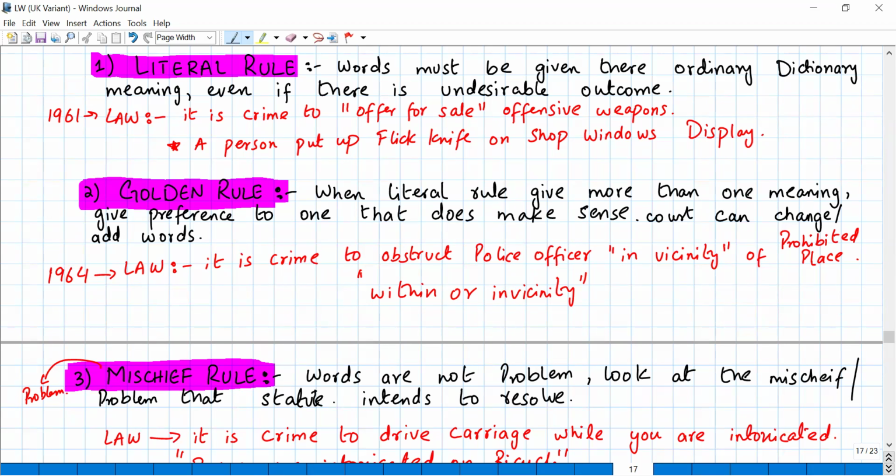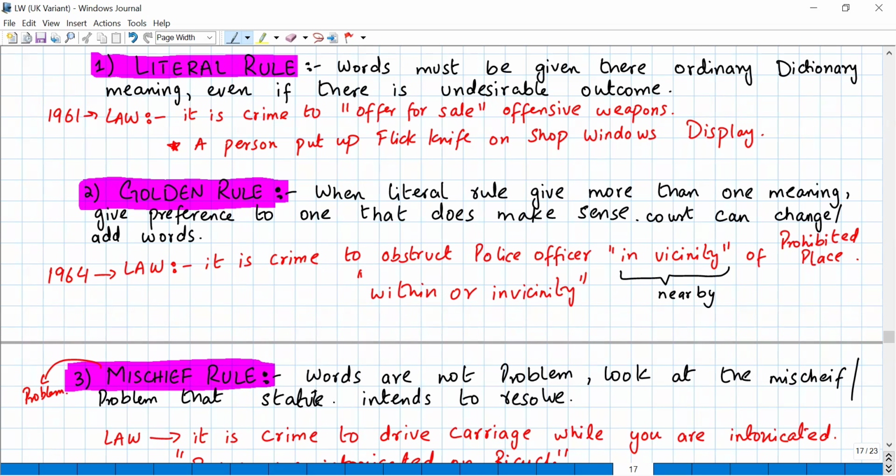Now the problem was, the law said that it is a crime to obstruct a police officer in the vicinity. Do you know what the word "in the vicinity" means? It means nearby. For example, let's say that fighting is not allowed in the vicinity of a school, meaning nearby the school. Now the problem is, does the school itself come in the term "vicinity"? If the fight is in the school, will you consider the school itself in the vicinity? Now that's the problem.